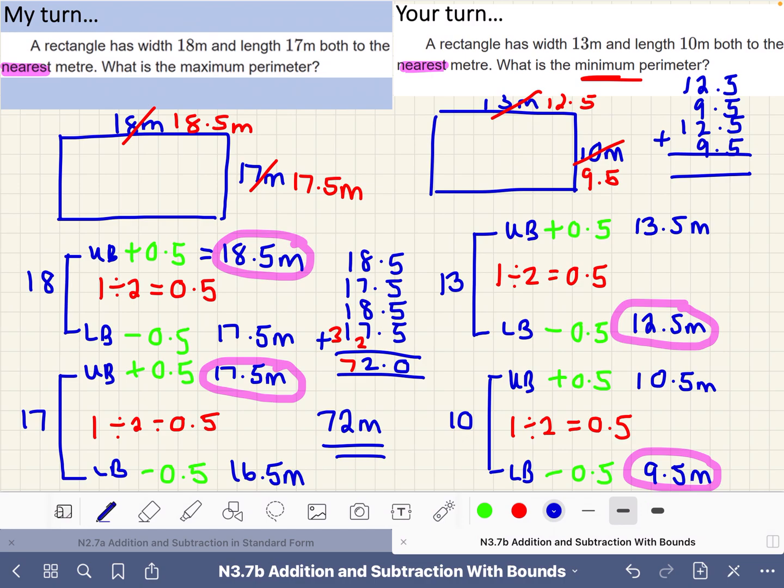5 add 5 add 5 is 20. 0 down, carry the 2. 2 add 9 is 11. 11 add 2 is 13. 13 add 9 is 22. And add the 2 gives us 24. 4 down, carry the 2. 1 add 1 add 2 gives us 4. So our minimum perimeter is 44 metres.